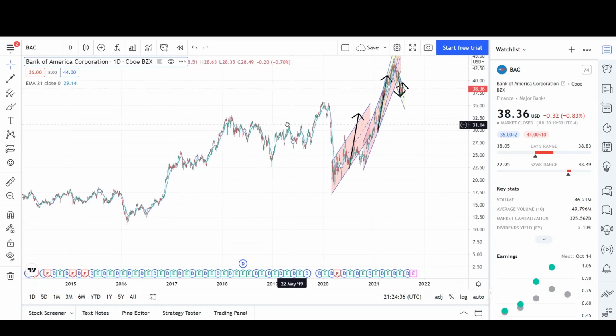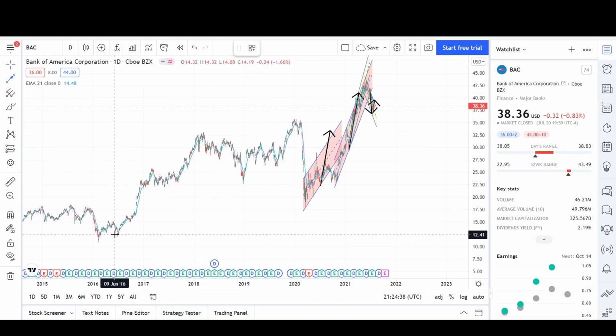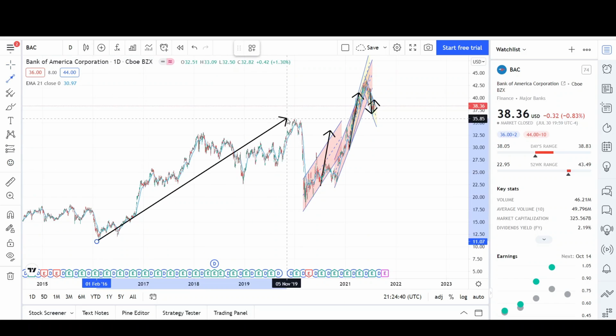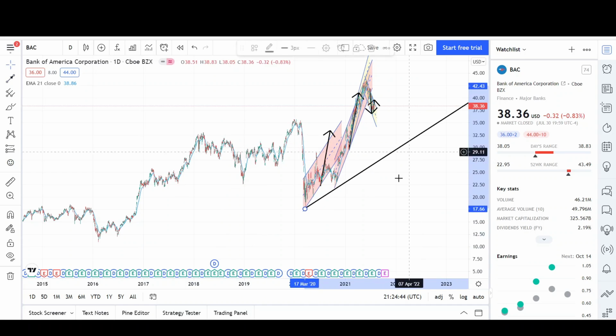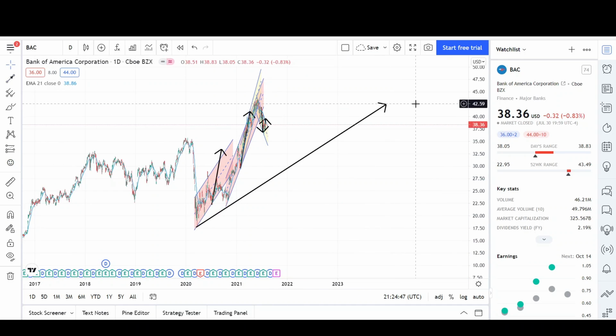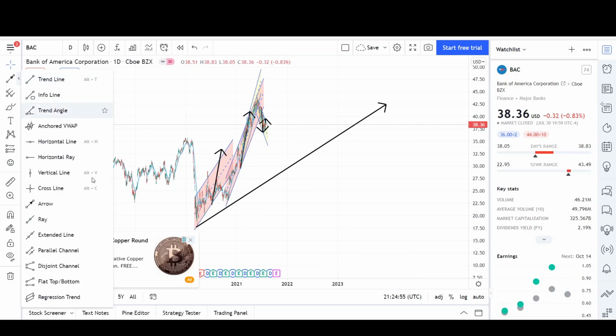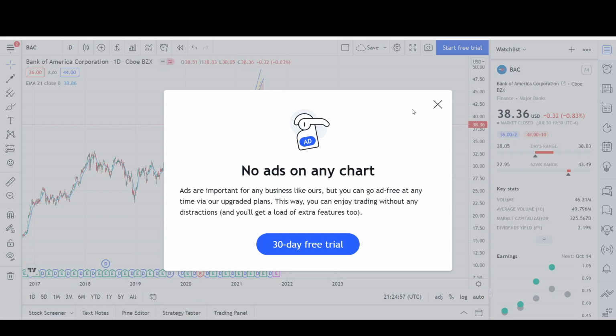If I zoom out a little further, if I start from this bottom and I move it to here, and then if I were to do it from the lows of 2020 and I move it up, that's pretty much a perfect measured move. At that $42 level, price reaches target. People were taking their profits, and it sold off. I'm going to put a horizontal line right there.